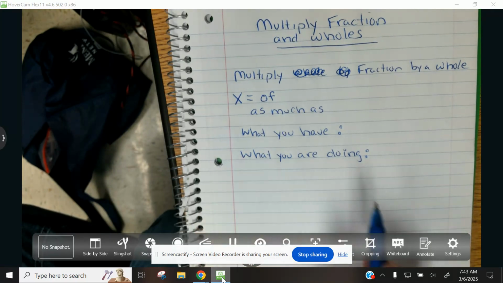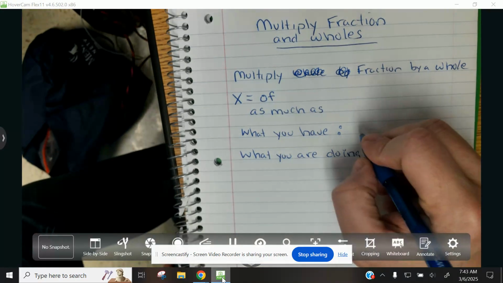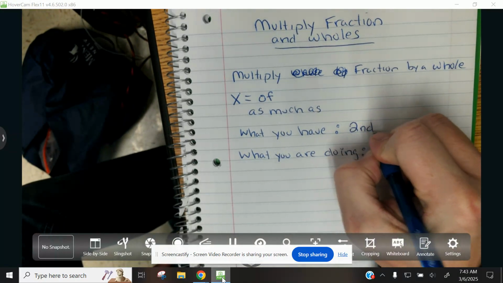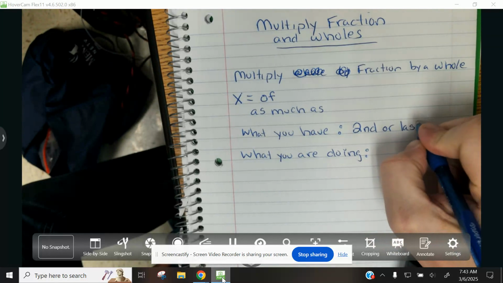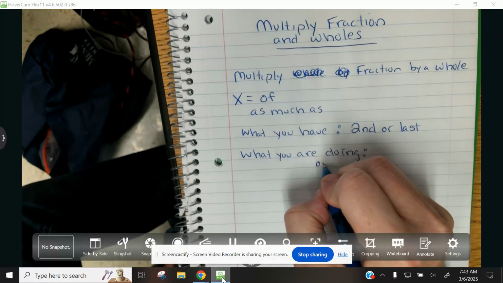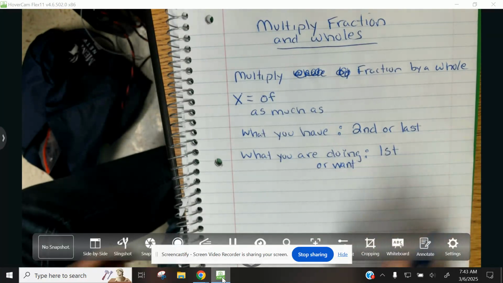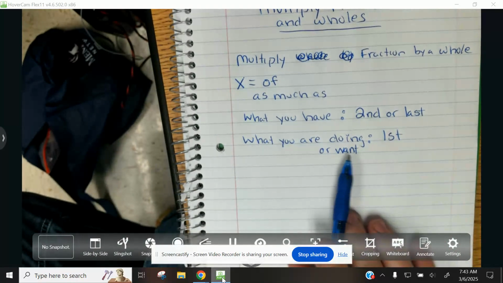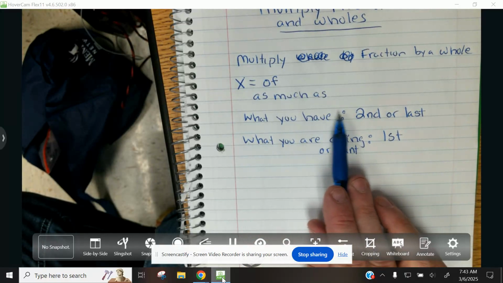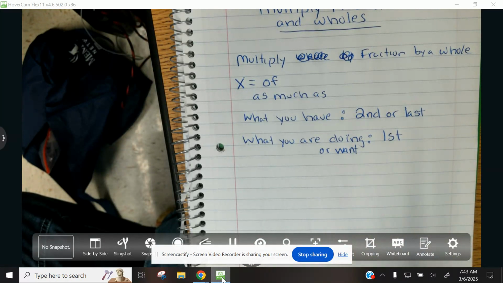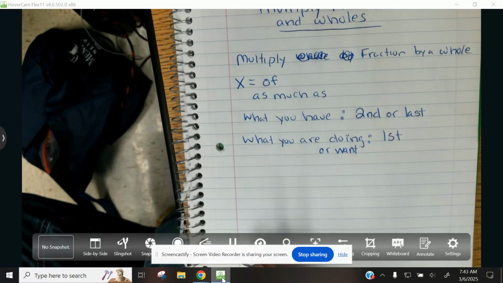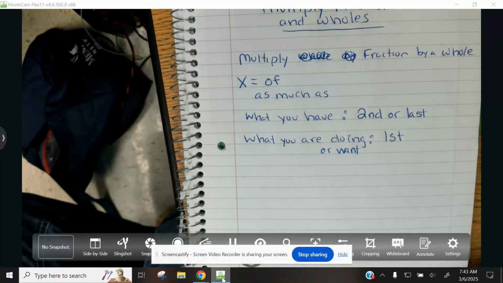So in multiplication, what you have goes second or last. What you're doing or want goes first. That's huge, and we'll hit on this for a while, but this is a big one. What you have is second. So think about it. If I have 1/3 of a pie, and I want 3 of them, what does that mean? I want 3 of the 1/3 pies.